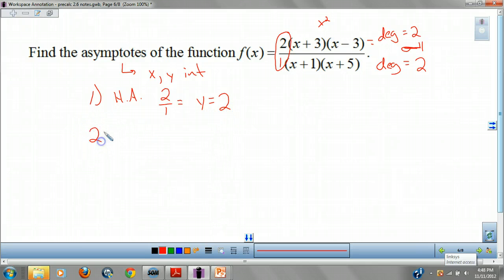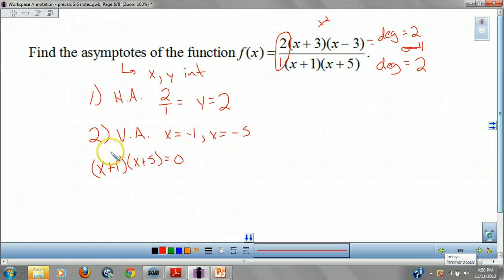Okay. Number 2. Now my vertical asymptotes, what I do is I take a look at my denominator. And I set that equal to 0, right? So my vertical asymptotes are x equals -1 and x equals -5. -1's coming from over here. -5's coming from over here. Okay.